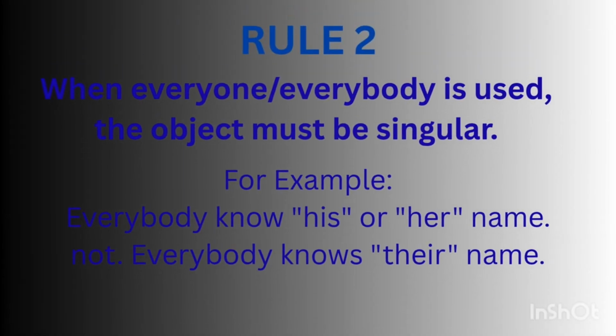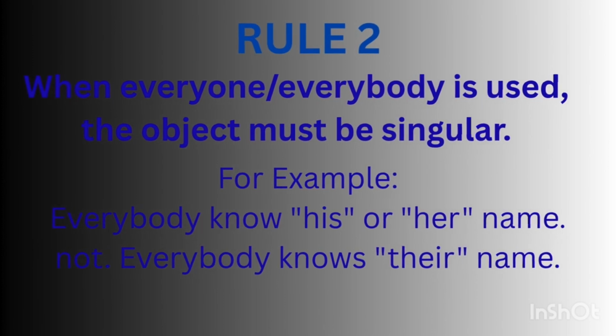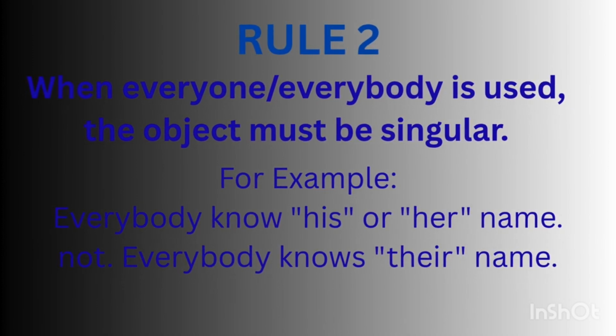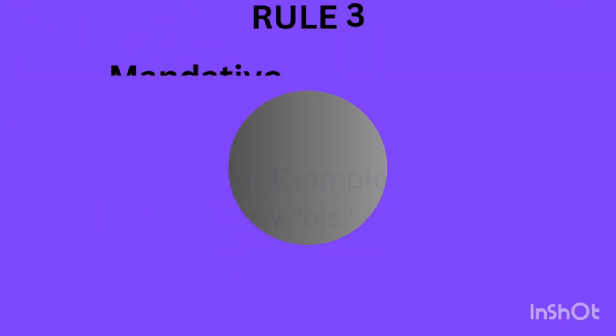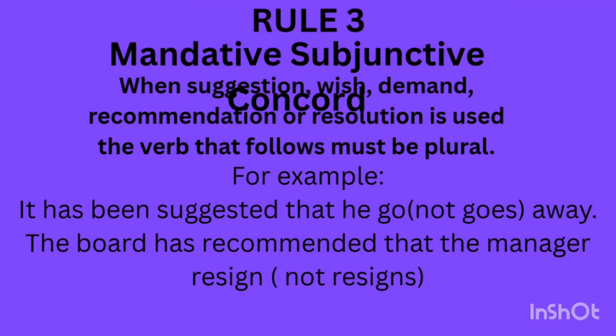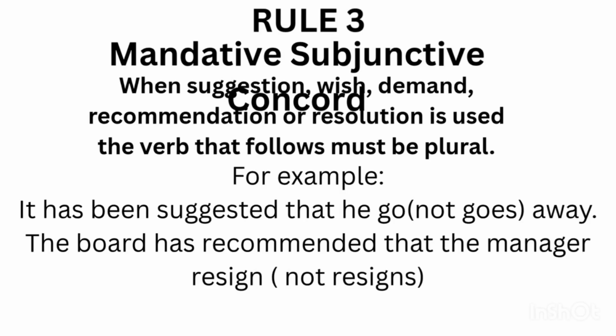Rule 2. When everyone and everybody is used, the verb must be singular, as you see in my example below. Let's go to rule 3. Mandative subjunctive concord. When suggestion, wish, demand, recommendation, or resolution is used, the verb that follows must be plural. For example, it has been suggested that he go, not goes away.